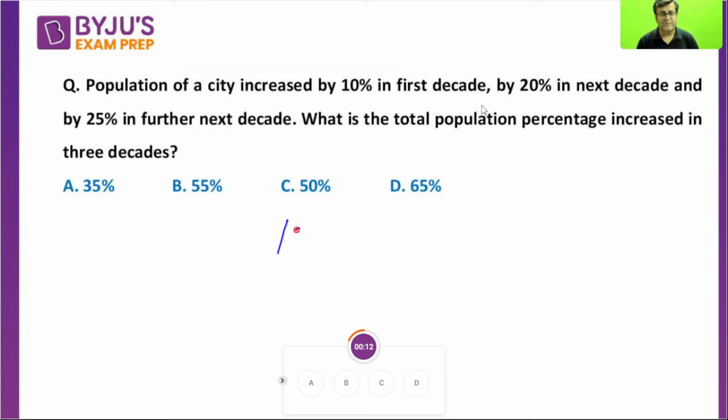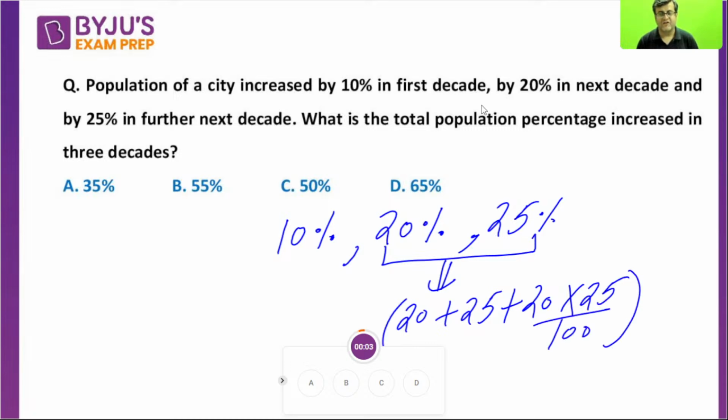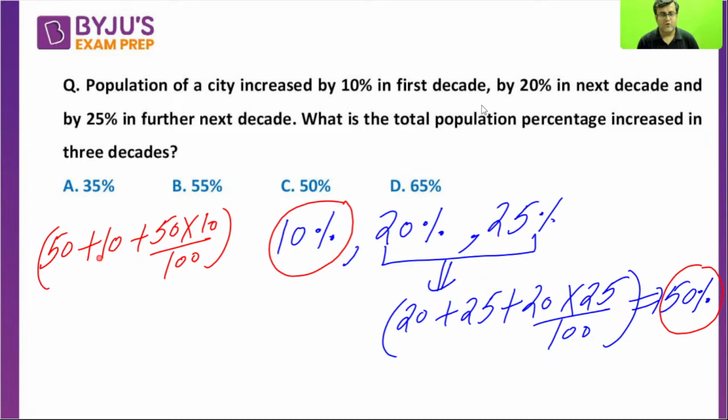Now, if 10% is the increase, 20% is the increase, 25% is the increase, use successive on these two first. 20 plus 25 plus 20 into 25 by 100 will give you how much? 25, 20, 45 plus 5, overall 50%. Now one value is 10%, the other value is 50%. So now I can say 50 plus 10 plus 50 into 10 by 100. 50 plus 10 is 60, 60 plus 5, overall 65%. D option is absolutely right. Okay, beta.